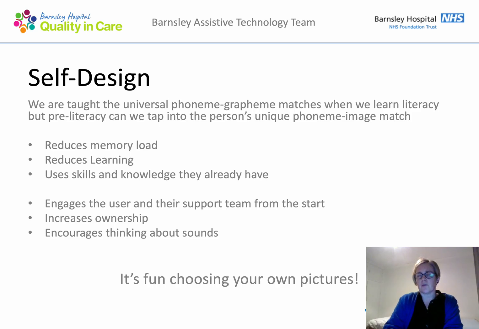So hopefully it would reduce their memory load because they're not accessing a learnt memory from somebody else, they're accessing their own links, could reduce their learning, and you should use skills and knowledge that they already have. We also like to think that it would engage the user and their support team from the start, in that you've got that self-creation, and it can increase ownership and encourages them to think about the sounds that are on there. And also it is just fun choosing your own pictures and designing your own.